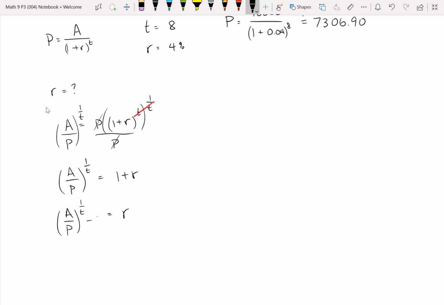Okay, so let's try an example here to see if we can come up with something that works. Let's say, using the numbers from the previous example, that we want to end up with an accumulated amount of $10,000. And again, it's going to be over the course of 8 years. But let's say we don't have $7,306.90. If we're saving up for something that's going to cost $10,000, what if we only have $5,000? So in other words, we've got to double our money. We've got to go from $5,000 to $10,000 in 8 years.